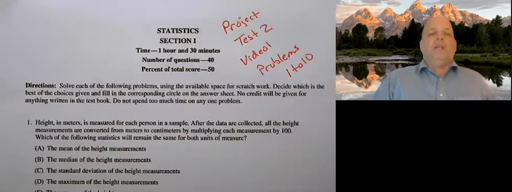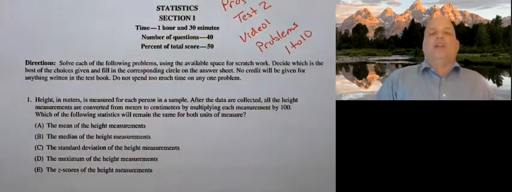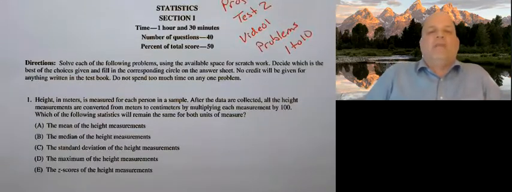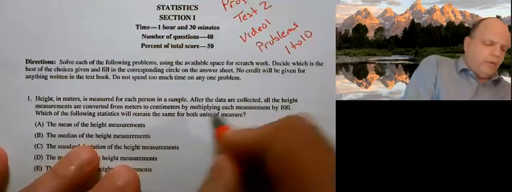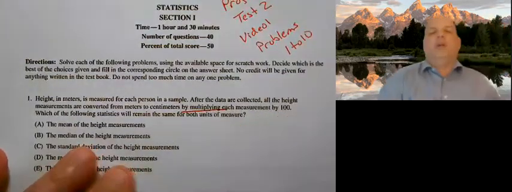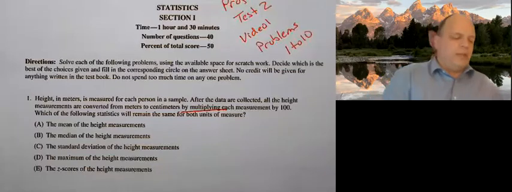So, height in meters is measured for each person in the sample. After the data are collected, all height measurements are converted from meters to centimeters by multiplying each measurement by 100. So we're going to be multiplying. This is going to be an important notation. Which of the following statistics will remain the same for both units of measurement?